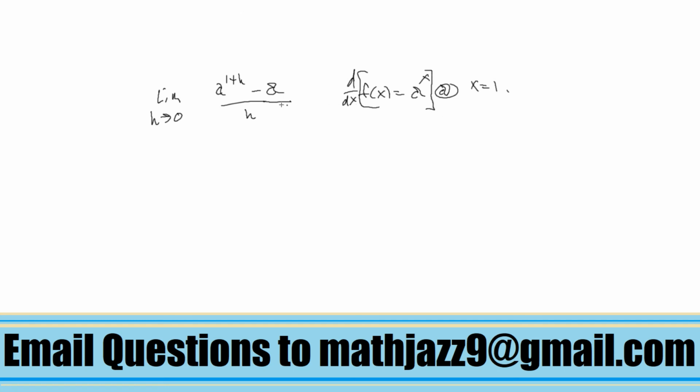So if we look at this, we recall that the derivative of a to the x is a to the x ln a. Then we just plug in 1, we get a ln a. This is what our derivative is going to be. We can tell that by recognizing this is the definition of the derivative. However, we're going to need to do this.